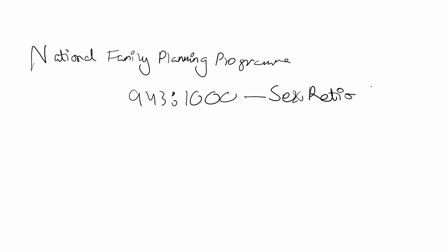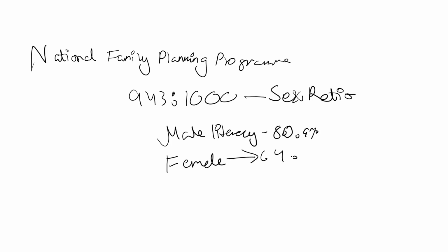Sex ratio was 943 to 1000. This is the sex ratio. And then you have the most populated state, Uttar Pradesh; least populated state, Sikkim; maximum mortality rate, Uttar Pradesh; minimum, Kerala; maximum infant mortality rate, Madhya Pradesh; minimum infant mortality rate, Manipur. Literacy: male literacy is about 80.9%. And then you have the female literacy, which is 64.6%. Largest state area-wise is Rajasthan. Smallest state area-wise is Goa, not Gujarat.